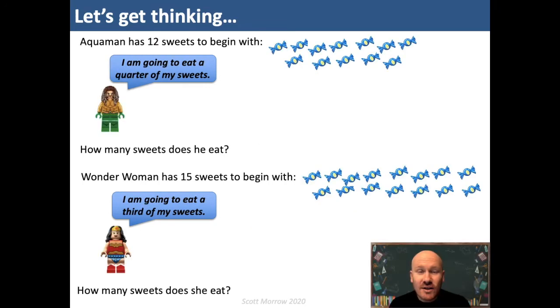Next, I'd like you to have a look at the following 2 problems. Aquaman has 12 sweets to begin with, and he's saying, I'm going to eat a quarter of my sweets. So we want to know, how many sweets does he eat? And next, Wonder Woman has 15 sweets to begin with, and she's saying, I'm going to eat a third of my sweets. And we want to know, how many sweets does she eat?